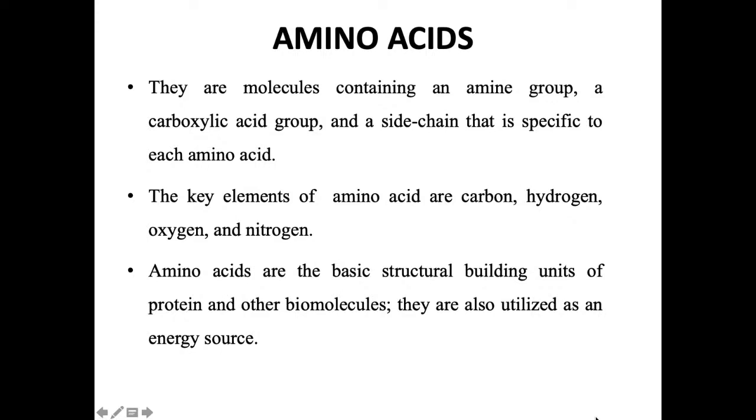So amino acids are the molecules which contain an amine group and a carboxylic acid group, as we have discussed, and a side chain which is specific to each amino acid. The key elements of these amino acids are carbon, hydrogen, oxygen, and nitrogen. These amino acids are the basic structural building units of protein and other biomolecules, and they are also utilized as an energy source.